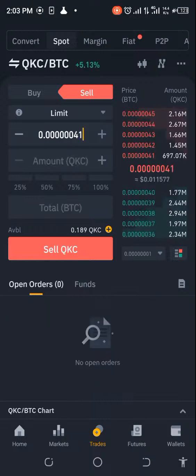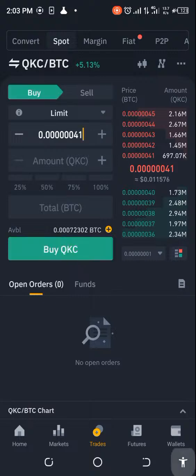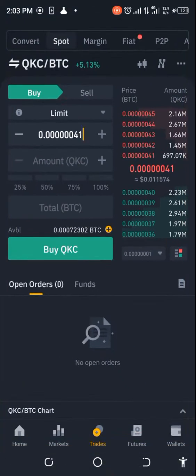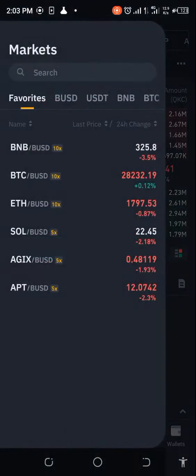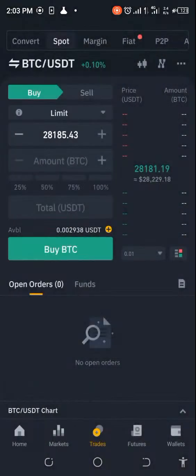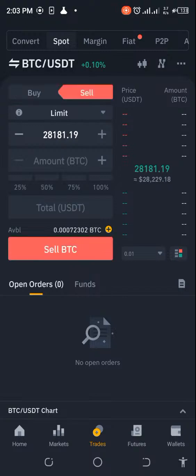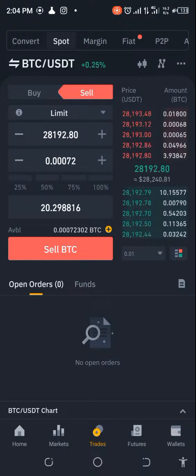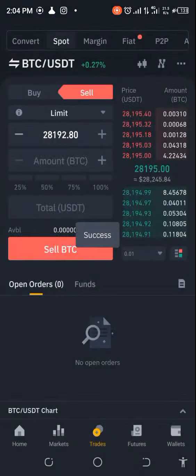All right, I'm back. And as you can see right now, we've already sold our QKC to BTC. So what do we have here? We've got 0.000722302. Awesome. So let's quickly go to BTC, USDT, and then quickly get this sold off. All righty. So now I'm just going to click on sell. We have 20.29. This is awesome. Let's go ahead and do our screenshots and make sure that everything is there. Put 100% and then go ahead and sell BTC.